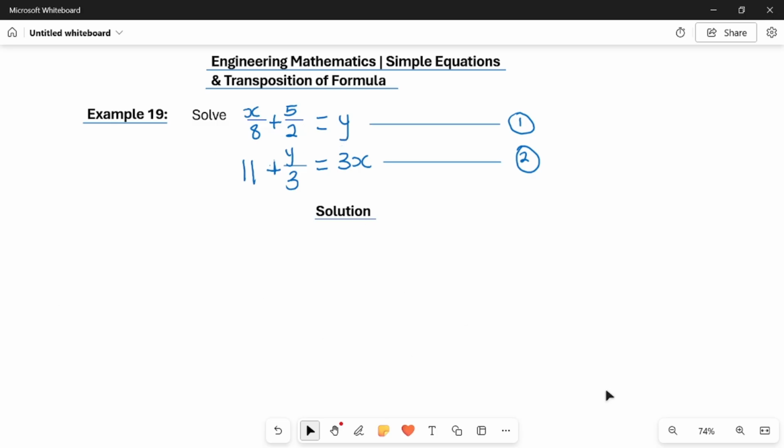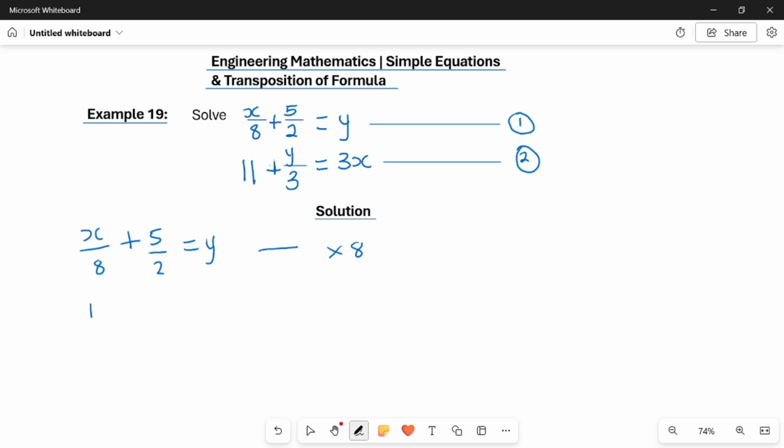So now doing that, what is the LCM of 8 and 2? The LCM of 8 and 2 is simply 8. So we'll multiply it by 8. So let's write our equation. We have that x over 8 plus 5 over 2 equals to y. For us to know the number that will multiply to eliminate these two, we simply find their LCM. And the LCM of 2 and 8 is 8. So we can multiply through by 8.